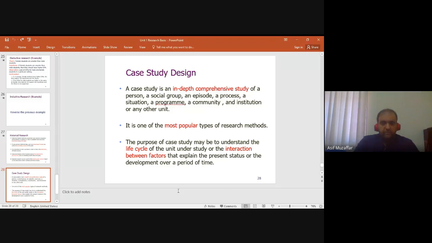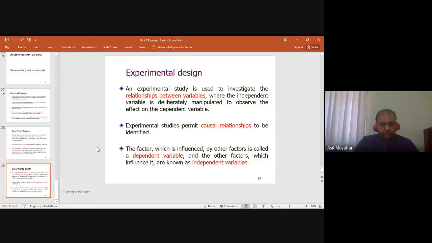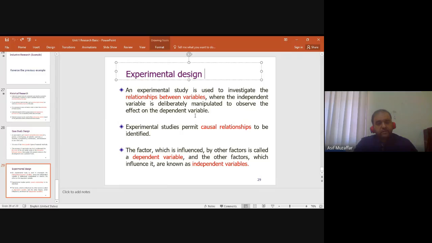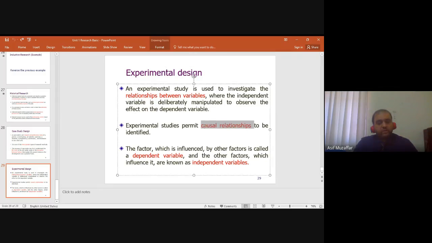Okay, so this is something about case study. Experimental design is actually a cause and effect relationship. We have discussed that in analytical research, so it has causal relationships. That means cause and effect will be there.